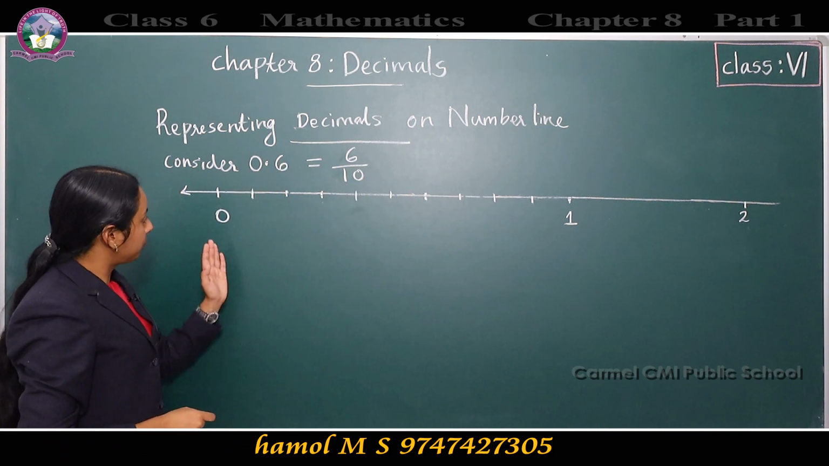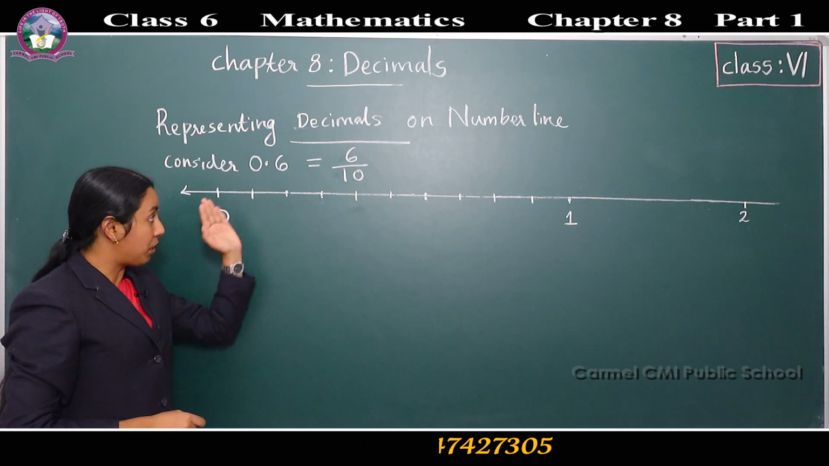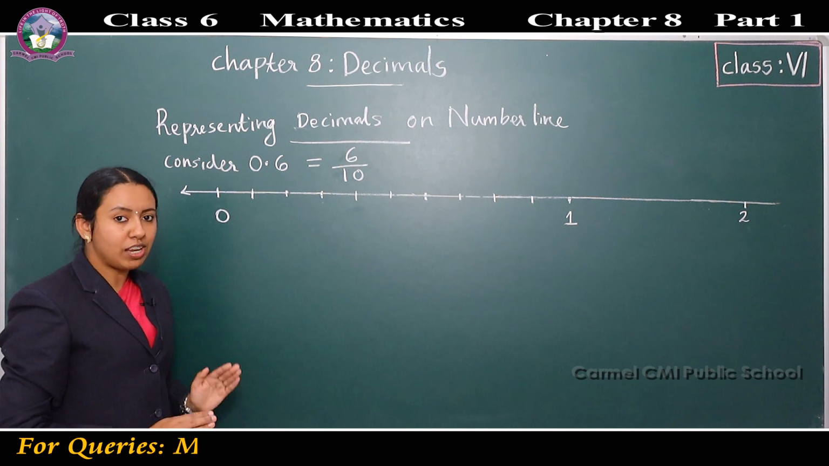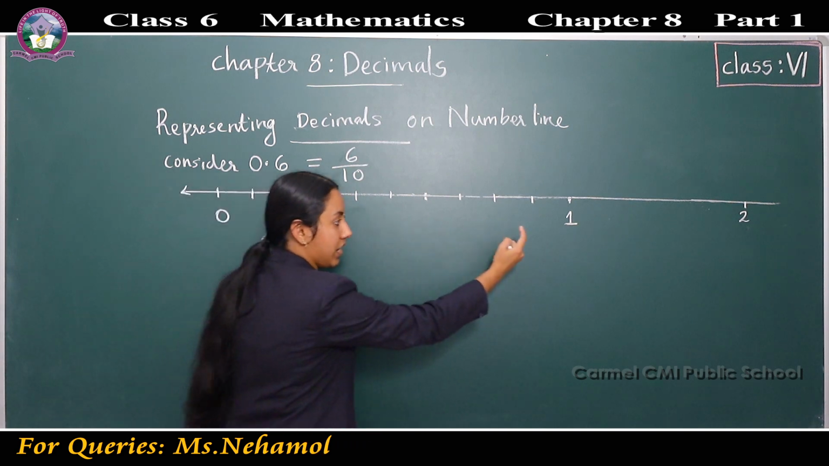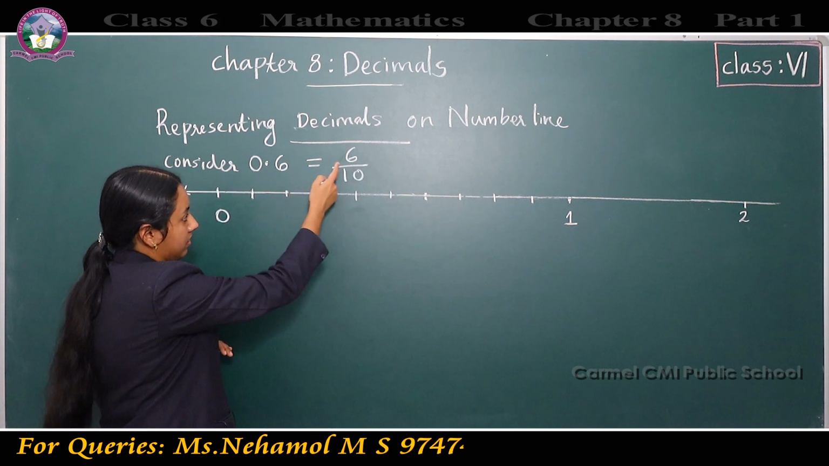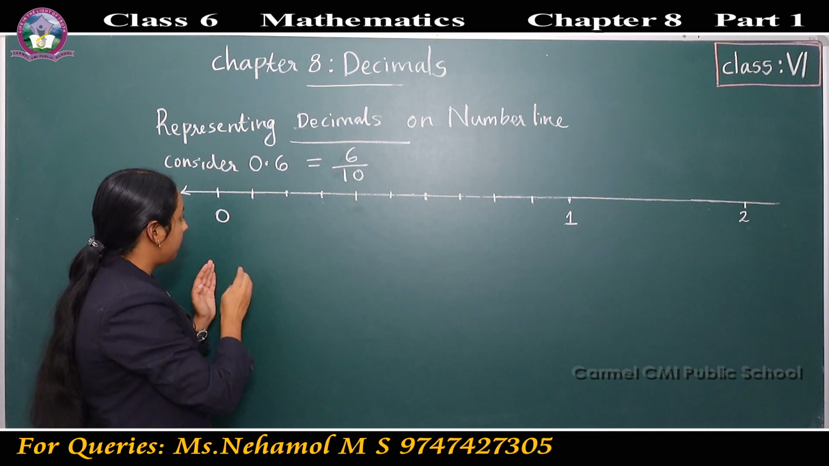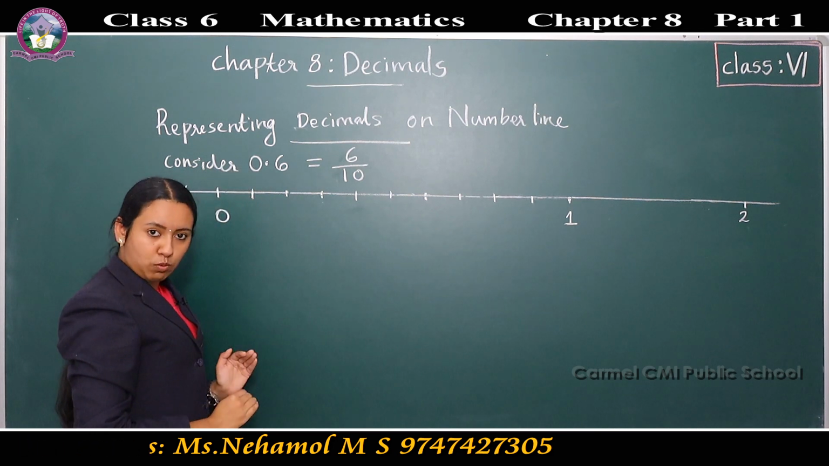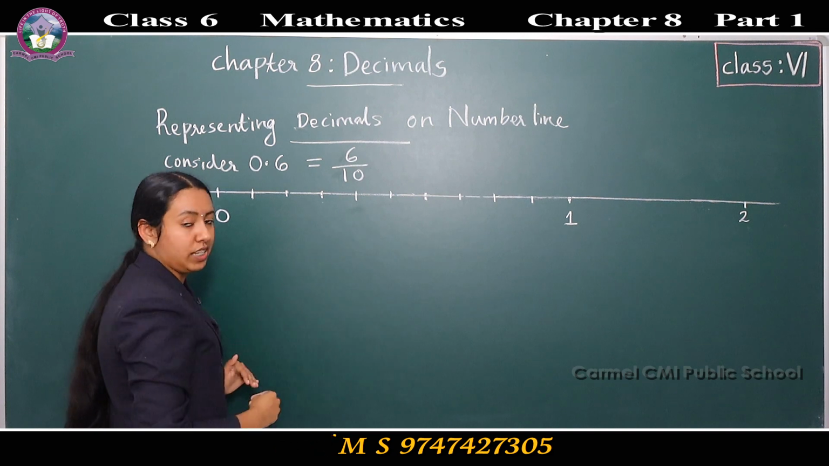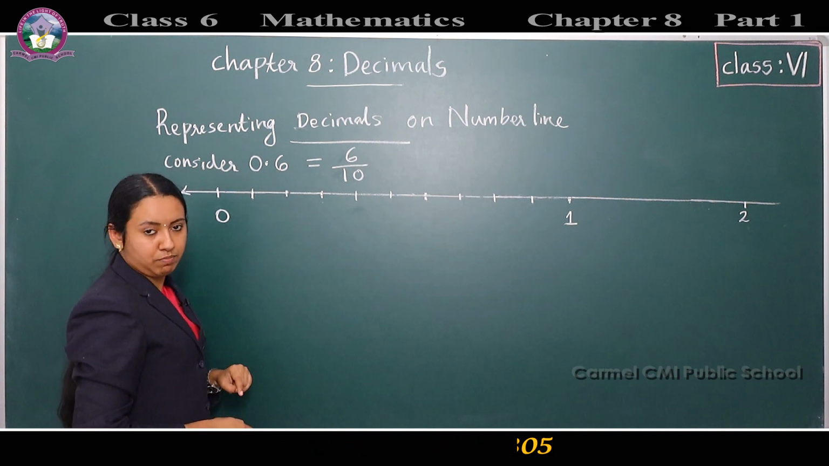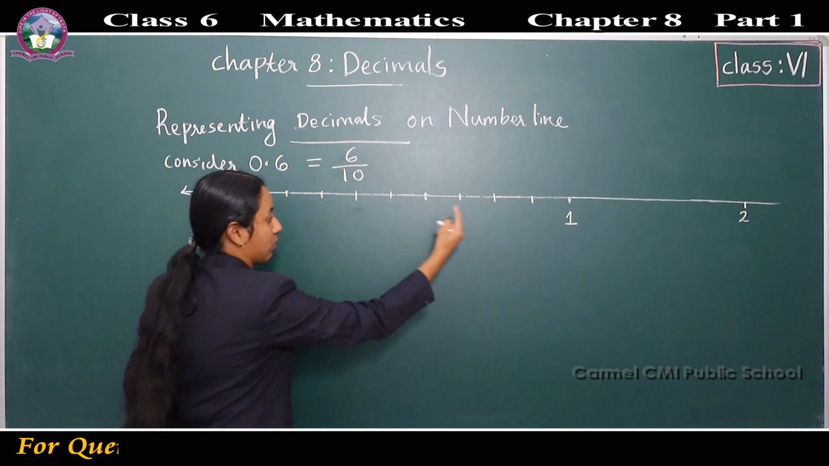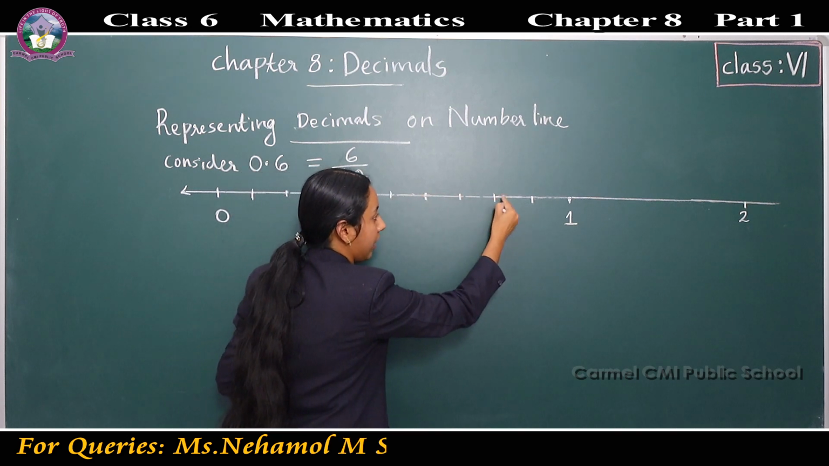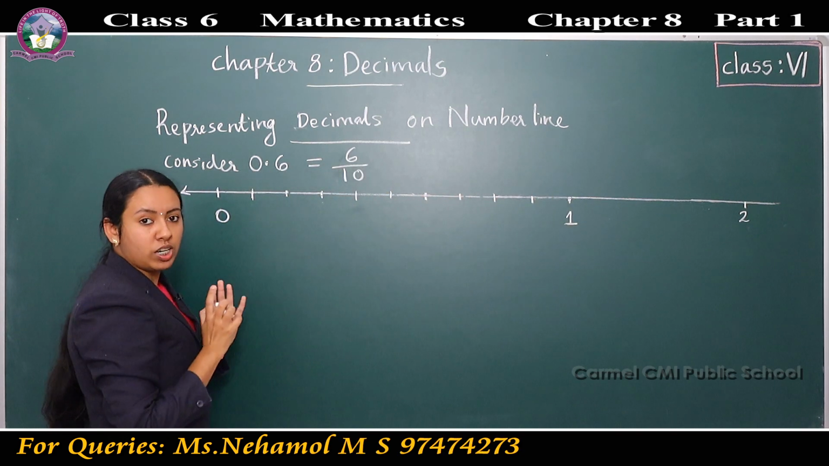Then we know that 0.6, that number is more than 0 but less than 1. So the value lies between 0 and 1. 6/10 means we have to divide the unit length between 0 and 1 into 10 equal parts, and out of those 10 equal parts we have to take 6 parts. So here between 0 and 1, 1, 2, 3, 4, 5, 6, 7, 8, 9, 10, I divided into 10 equal parts.